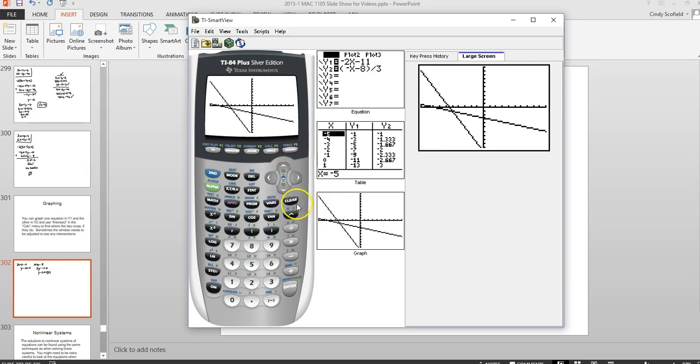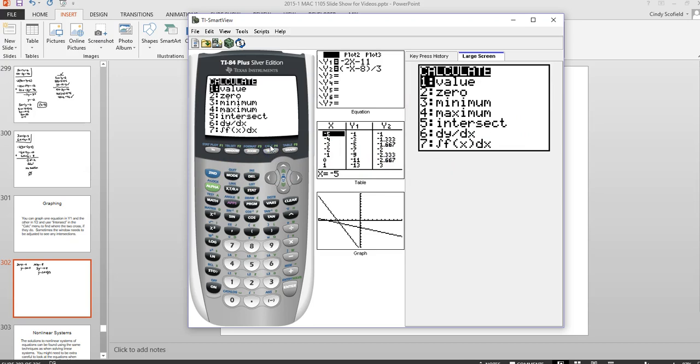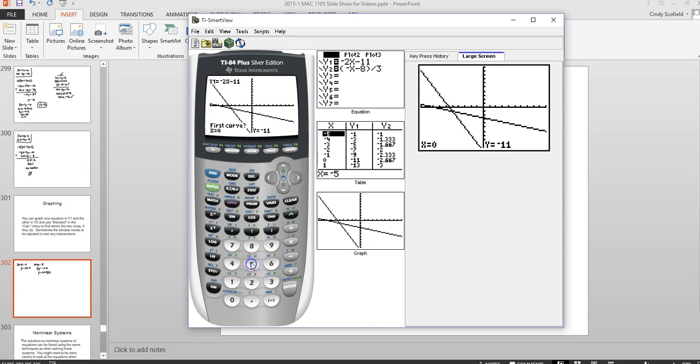Okay, so I see the two lines. Y1 was this line, Y2 was that line. I can go to second trace, which is the calc menu, and I can use number 5 to compute the intersection of the two lines. My cursor right now is where? Looks like it's on the line going down too far, so let's go this way. I'll show you where my cursor is. There it is. Right now the cursor's on that line, so that's my first line, first curve.